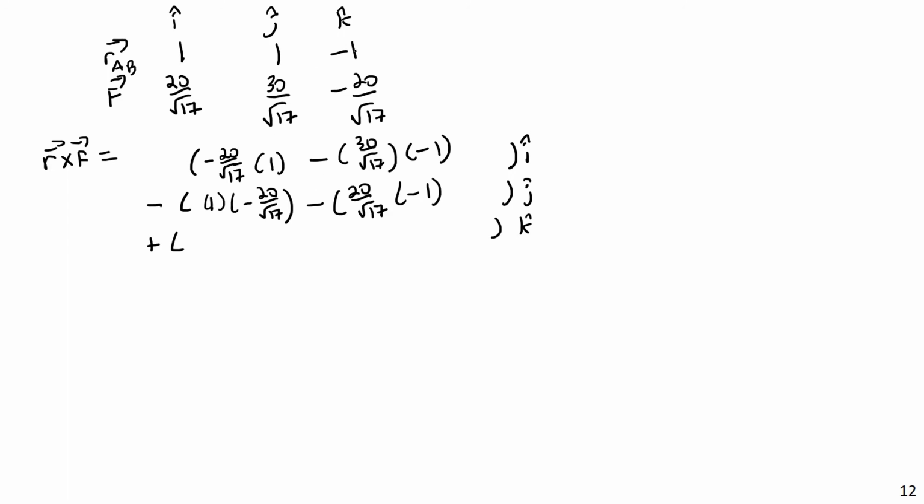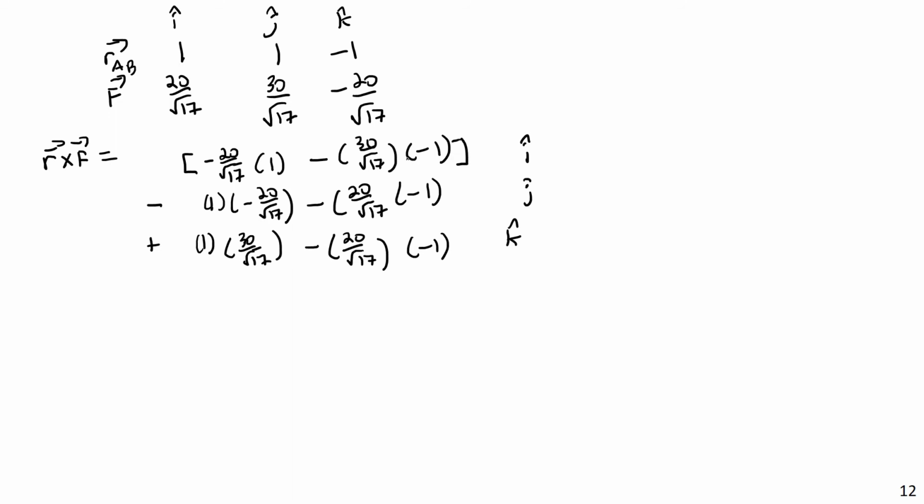Times -1 here. This times this. And then for the K, I'm going to have 1 times 30 over root 17, and then minus 20 over root 17 times -1. So we're getting a lovingly beautiful equation here. Probably should have done these in brackets. In fact, let me do that, just so there's not too many parentheses floating around. Bracket, bracket, bracket.